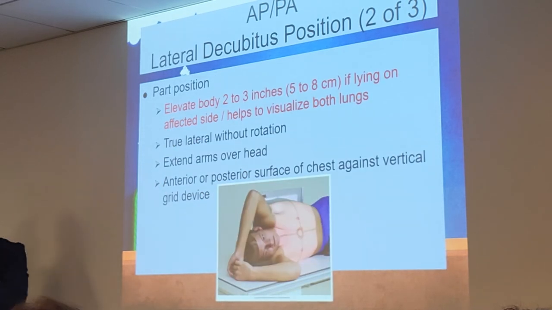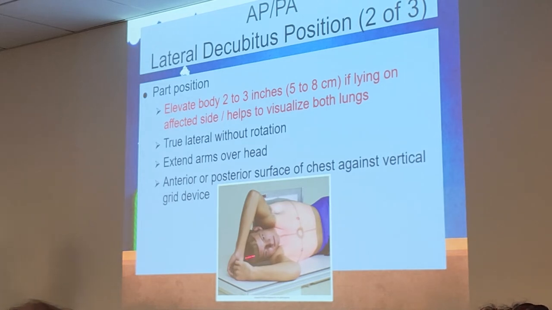All right, so you may not see a lot of people do this, but this is actually very ideal. Because of the way we're situated on the table, if we do not prop the body up, we'll risk cutting the lungs off on the side that is down. Therefore, we should always elevate the body 2 to 3 inches if lying on the affected side to help visualize both lungs. Part of that criteria is, even though we may be looking at the free air on the elevated side, we still want to see both lungs in their entirety, those DQs.